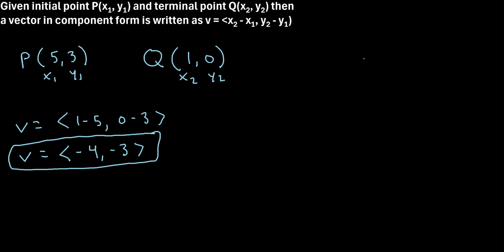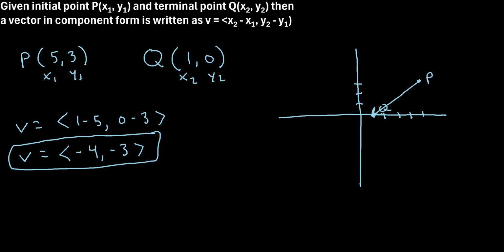And if we want to visualize what we just did, we can draw a little xy plane over here. So we said P is our initial point, that's 5, comma 3. So 1, 2, 3, 4, 5, 1, 2, 3. So P is right here. And Q we said was 1, 0. So 1, and that y coordinate is 0. So here's Q. So here was our initial vector. And we just found that this vector in component form is negative 4, negative 3.